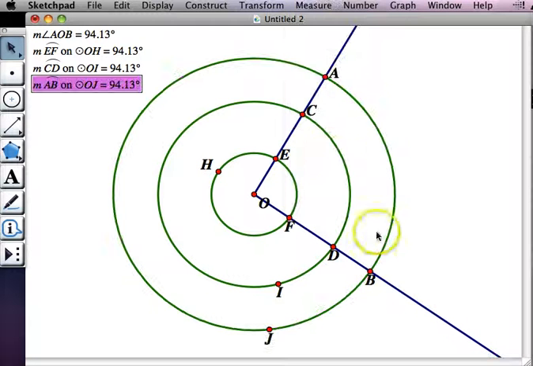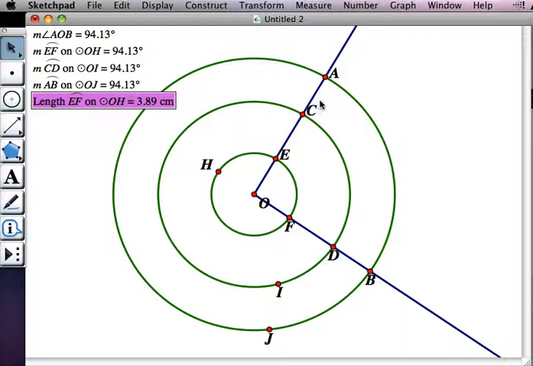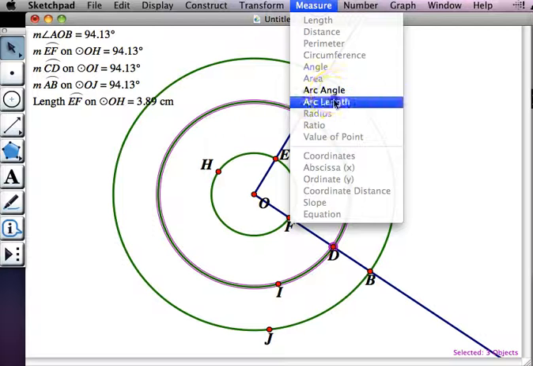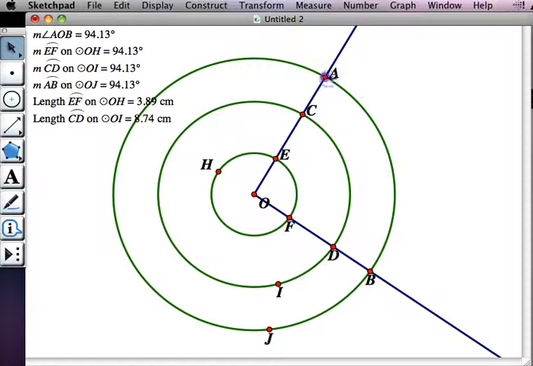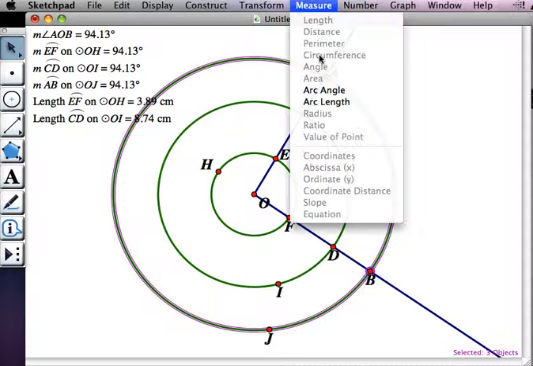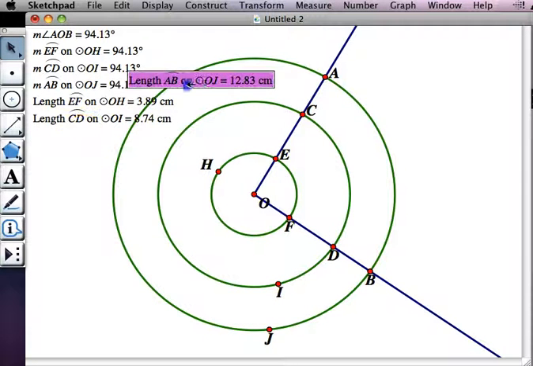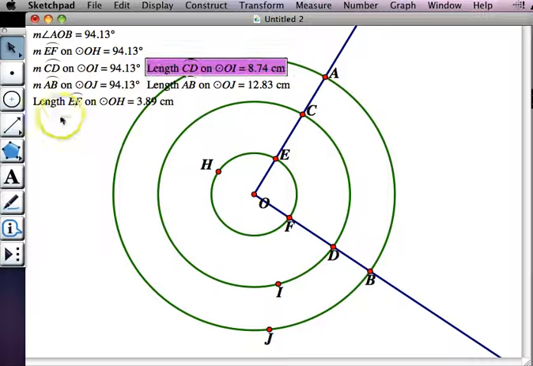So not the length, I mean we could measure those as well. I guess I should have done that while I had them selected. But we'll just put them up there so we can compare and discuss. This one, and this one, so we'll just measure arc length. I can even put them next to each other, the CD with the EF.